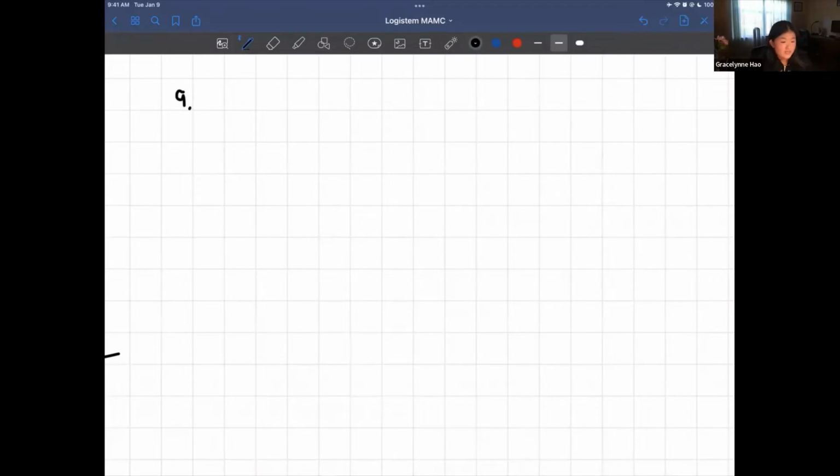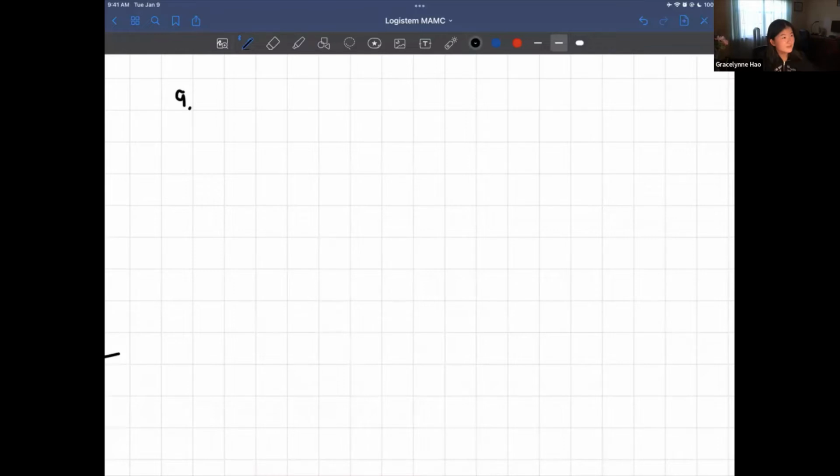So 9 reads, Kayla selects an integer at random from the set of 2-digit numbers. What is the probability that she selects a number relatively prime to 45? I believe some of you would know the principle called PIE, which is the principle of inclusion and exclusion.